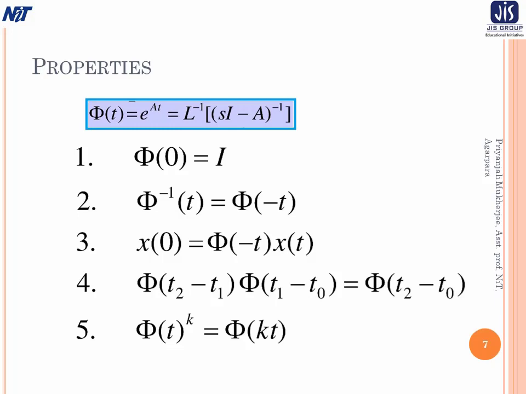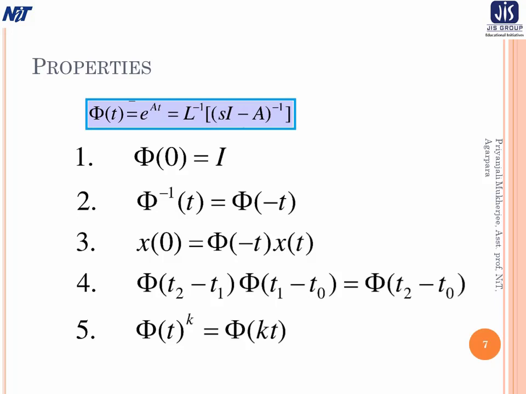The second property is phi inverse of t is equal to phi of minus t. As we know, phi of t is equal to e to the power At, so we can write phi of t into e to the power minus At is equal to the identity matrix. If we multiply both sides by phi inverse, we get phi inverse t into phi t into e to the power minus At equal to phi inverse t into the identity matrix, or e to the power minus At is equal to phi inverse t. So phi inverse t is equal to phi of minus t.